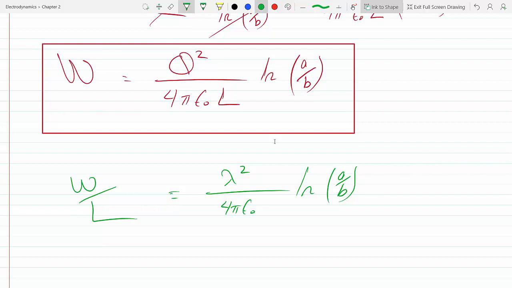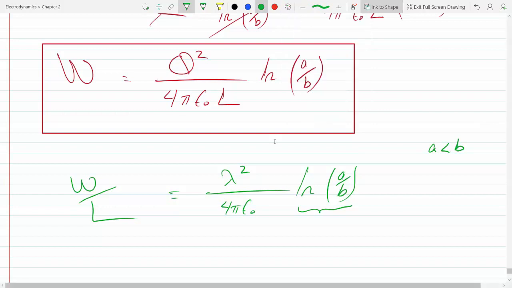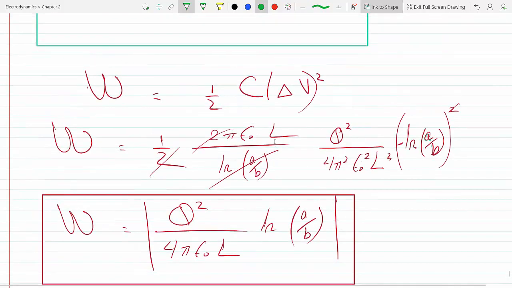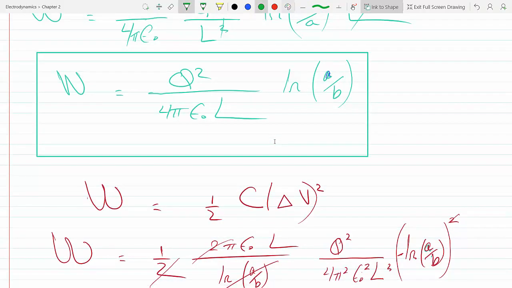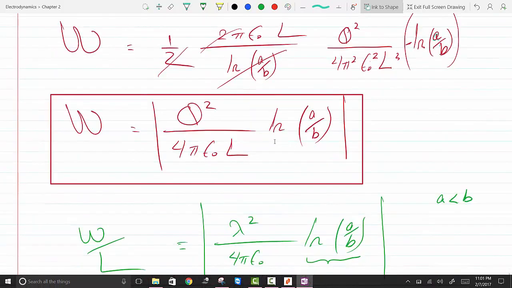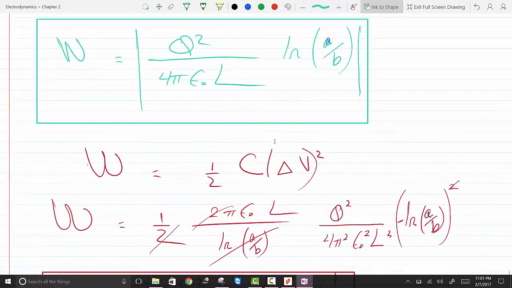Now, a is less than b, correct? Because b is a greater radius. So this here will be a negative number, because it will be less than 1. So anyways, you have to take the absolute value of this, which would be the same as if you had b over a, but without the absolute value. You know what I mean? But this is how you find the energy stored in the conductor.